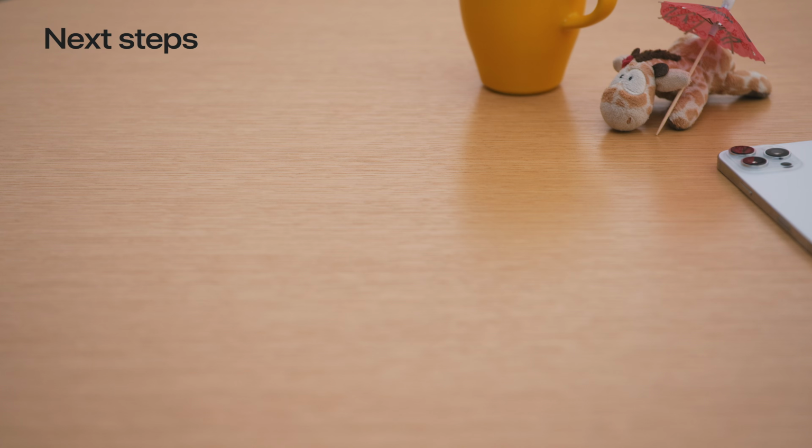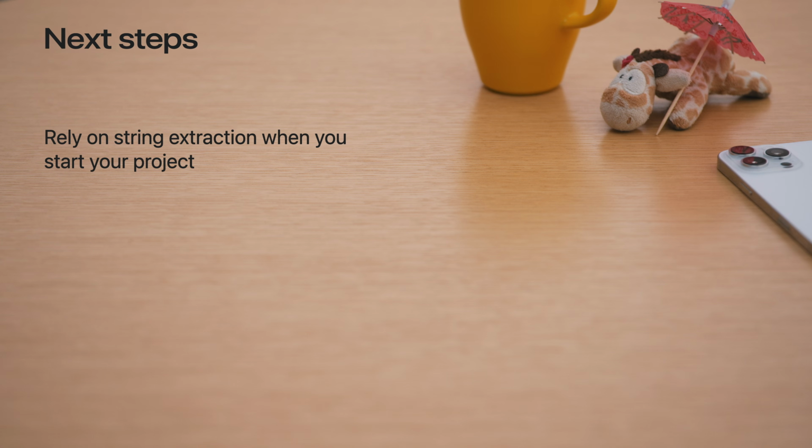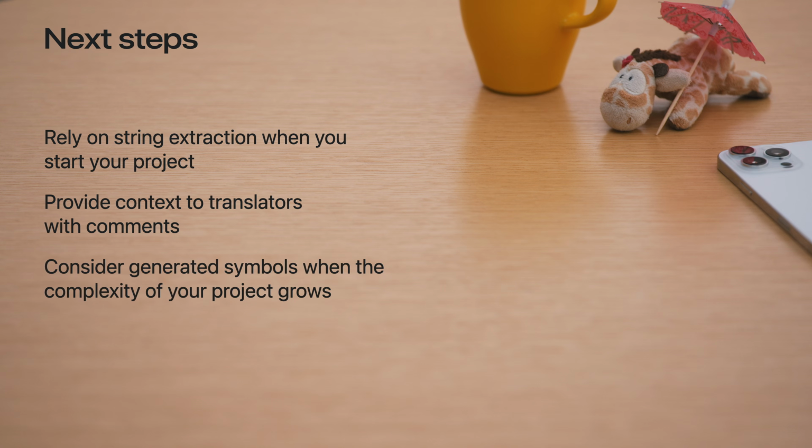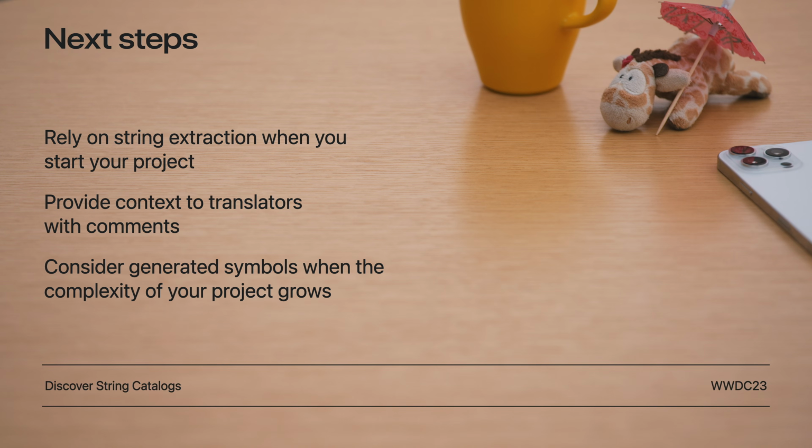I encourage you to explore these localization features in Xcode on your own. Start by relying on string extraction to localize your project. Provide meaningful comments to your translators, either by writing them yourself or using Xcode's comment generation. As the complexity of your project grows, consider using generated symbols to maintain precise control over your strings. Finally, for more details on string catalogs, check out our previous video, Discover String Catalogs.